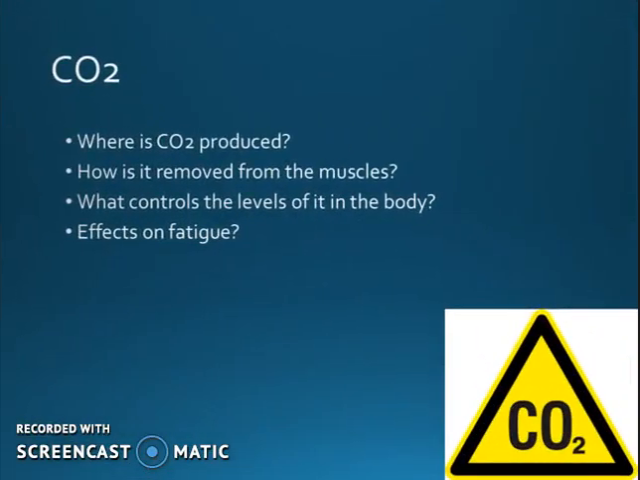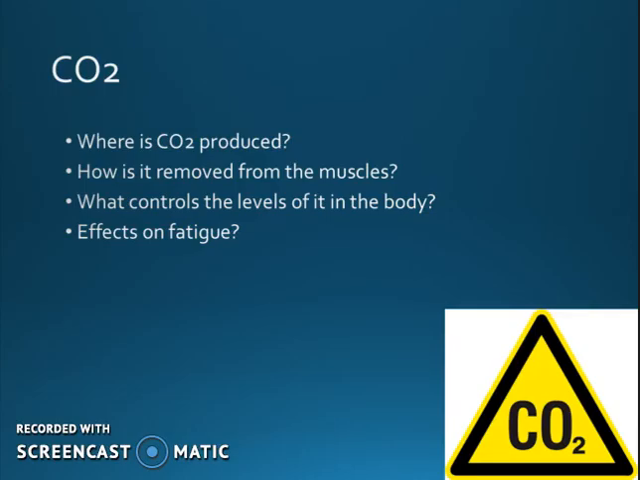So where is CO2 produced? Carbon dioxide, or CO2, is produced in the muscles when they are contracting. This is then exhaled out of the body, but how does it get to the lungs? Well, 23% of the carbon dioxide is carried as carbaminohemoglobin in the red blood cells in the bloodstream. 3% of it is dissolved into the plasma in the blood, and 70% of it is carried as carbonic acid, which then diffuses into the lungs as we exhale it.